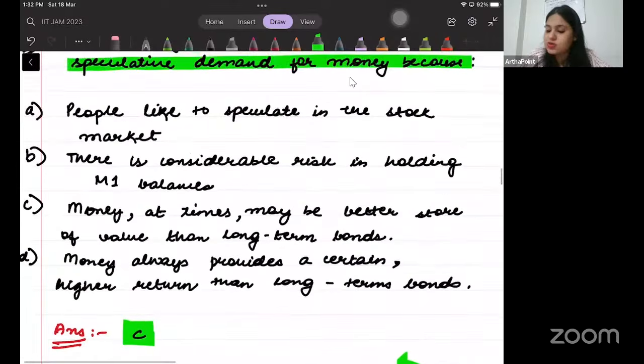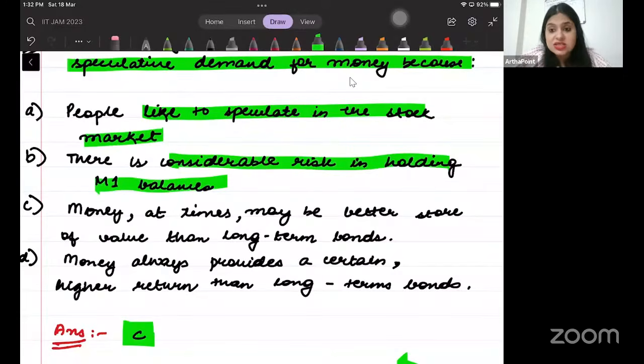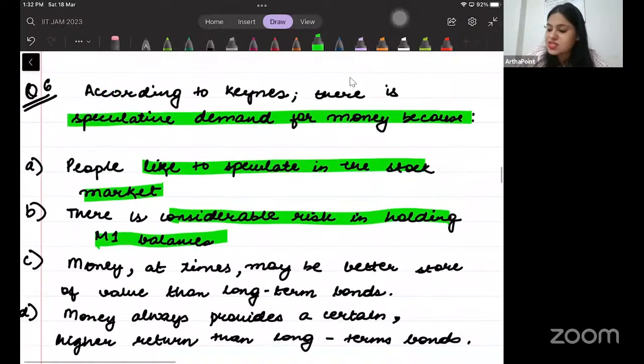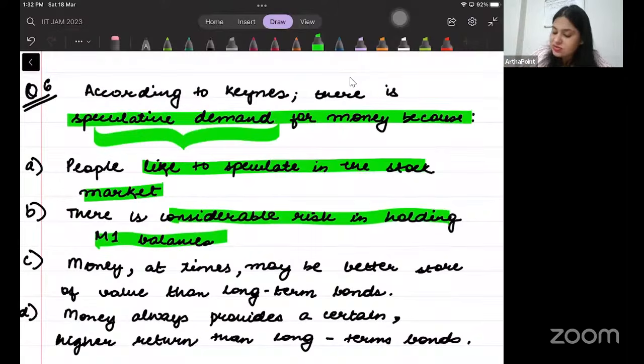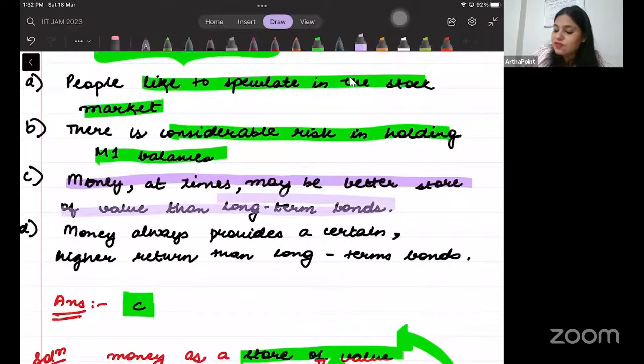So now read down the options. People like to speculate in the stock market? No, that's not the reason why you do speculative demand of money. There is considerable risk in holding M1 balances. No, if there is risk, why will you hold money? Because it gives you return. So we need to talk about the return part, because this is asking you why there is speculative demand for money. Not because there is risk, but because there is return. So this is the right option, that money at times may be a better store of value than long-term bonds.